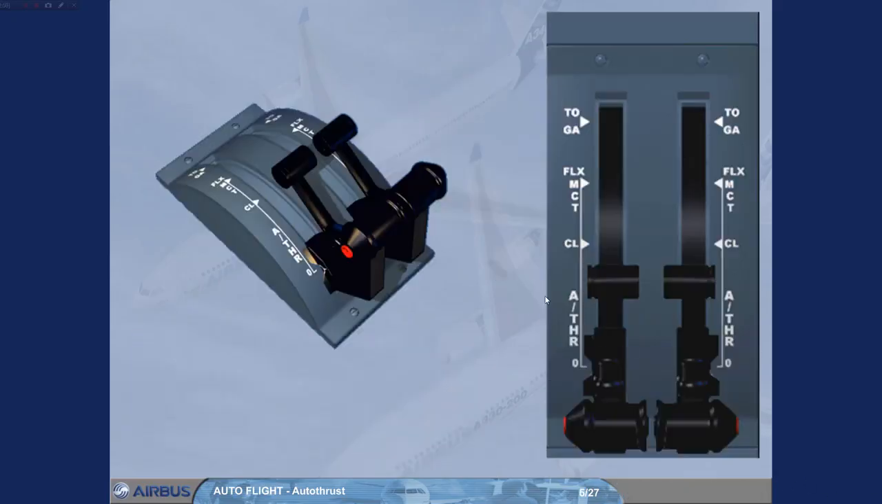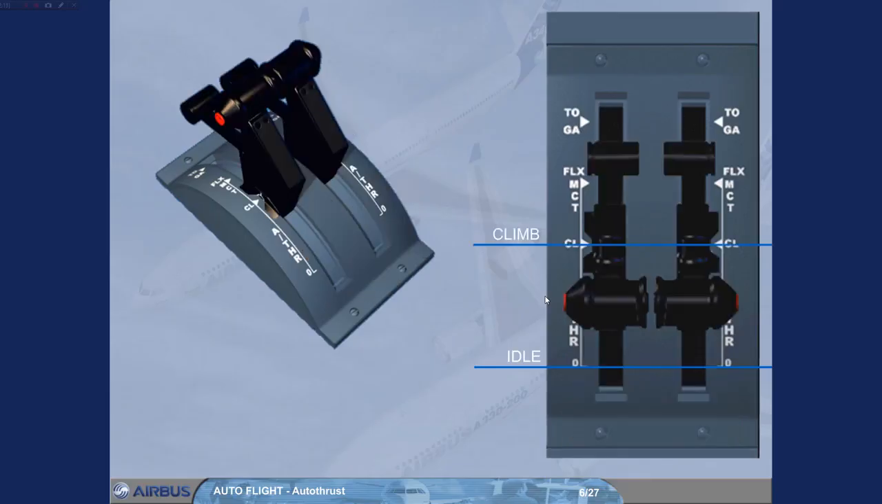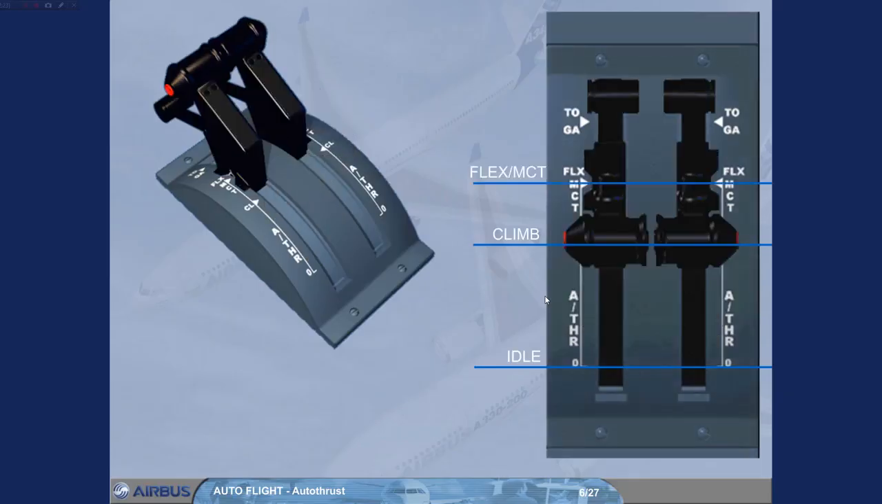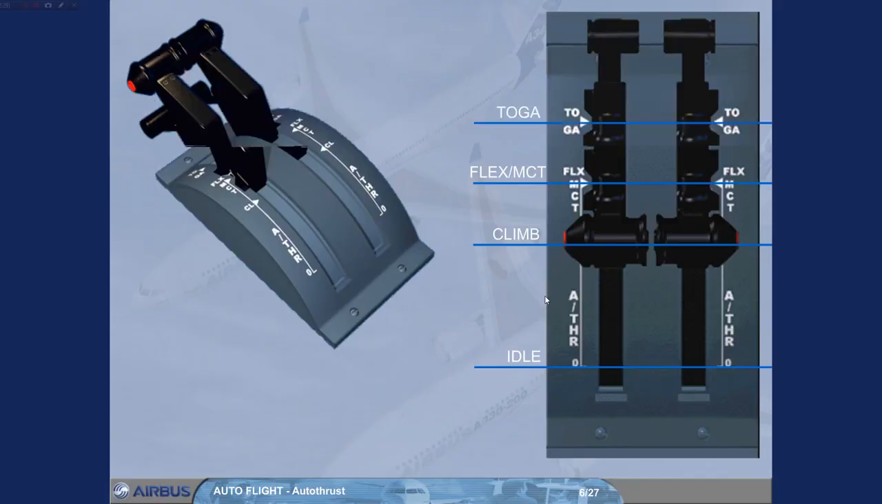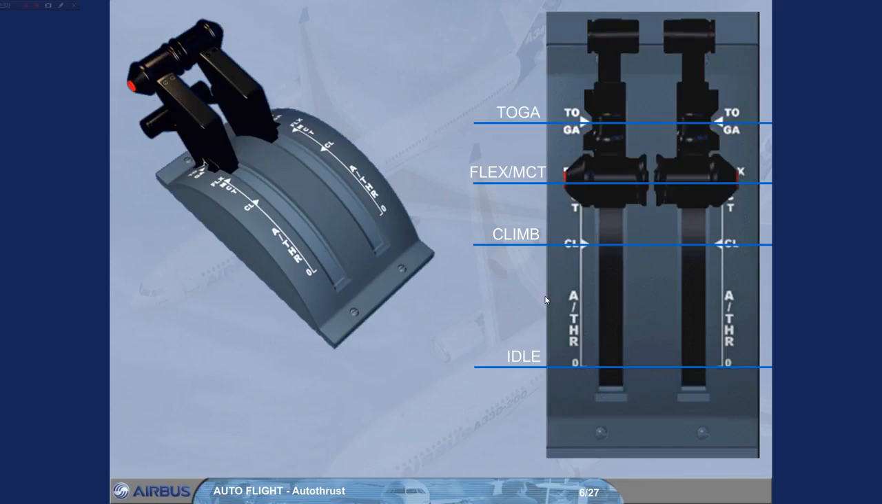When the autothrust is off, the crew controls the thrust as usual by moving the thrust levers over a quadrant. For forward thrust, this quadrant carries 4 physical detents or stops, which are idle, climb for maximum climb thrust, flex MCT for flexible thrust at takeoff or maximum continuous thrust, and TOGA for max takeoff or go-around thrust.